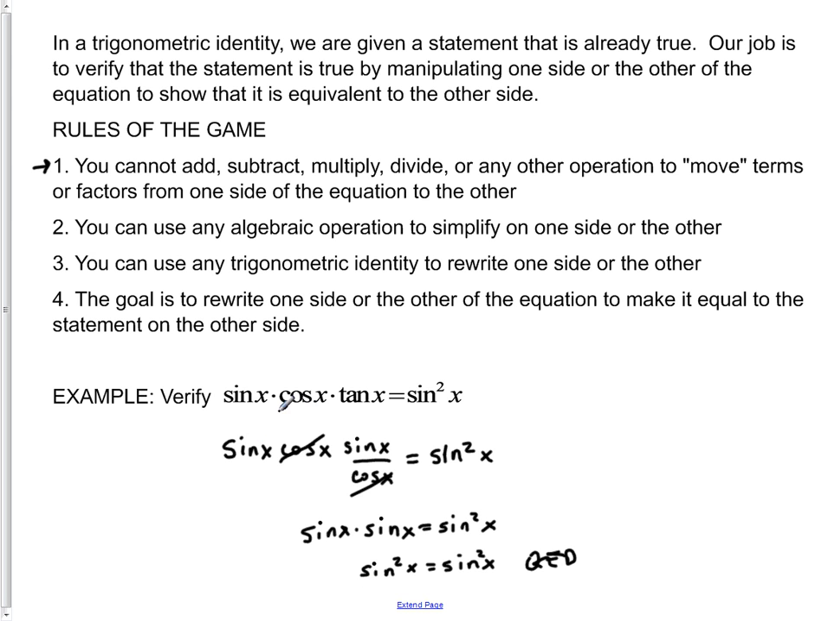And you'll notice that the only thing that we did was we manipulated the expression on the left-hand side, and we left the expression on the right-hand side completely alone. We didn't rewrite it. We didn't do anything. And typically, if we can work with just one side or the other, that's the most effective way of verifying these identities. All right, more to come.